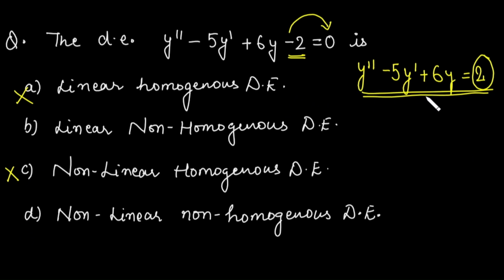Now whether this is linear: for linear, make sure the power is 1, yes. The second condition is whether they are in a product form, no, they are entirely in separate form. The third point is whether there exists any non-linear function in terms of y and its derivatives. No. So clearly this is a linear non-homogeneous differential equation and the answer in this case is B.